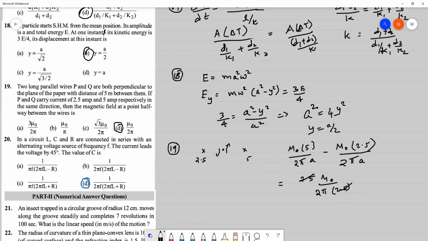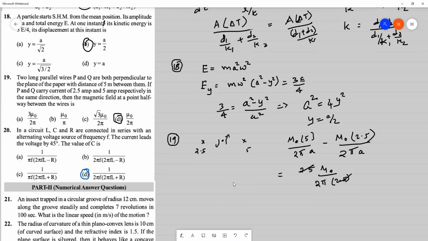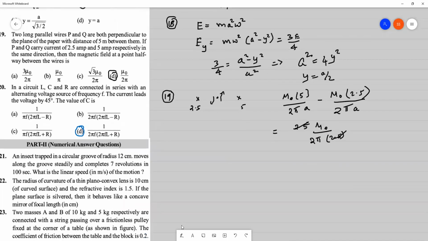So the next question, we'll do the next question. Listen to the 20th question. In a circuit, LCR are connected in series with an alternating voltage source of frequency F. The current leads the voltage by 45 degree. This is quite an easier problem, straight away an equation. We get tan phi is equal to XL minus XC by R.